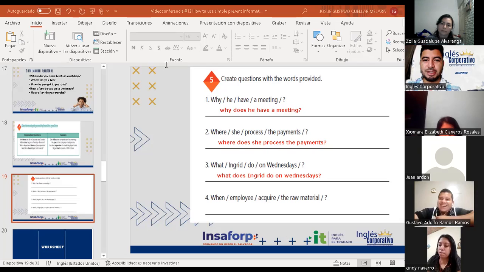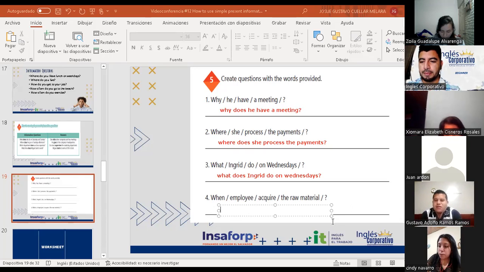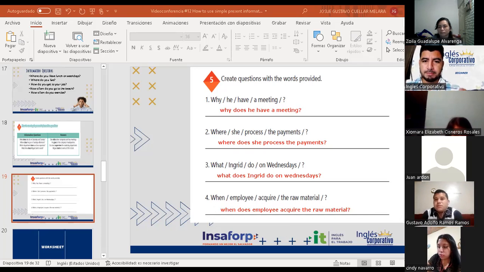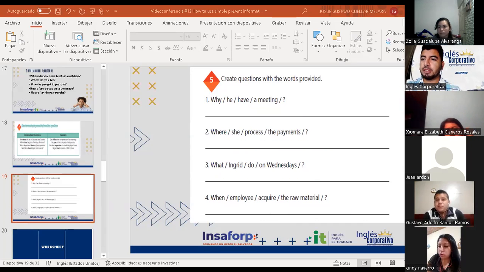A ver, Gustavo dice que tiene alma pura. Let's see, Gustavo. No sé todavía, pero creo que sí. Confía en tu corazón. ¿Qué es employee? Empleado. Employee es empleado. When does the employee acquire the raw material? Yes. Nice. Ya ven que ustedes pueden. Ahí solo agregamos el does, ¿ok? Entonces, eso pues es importante.